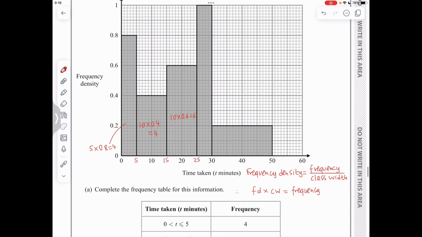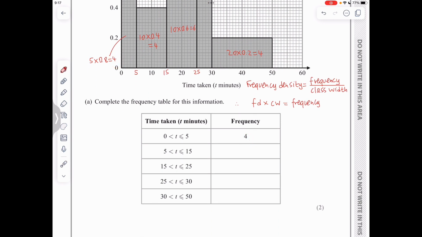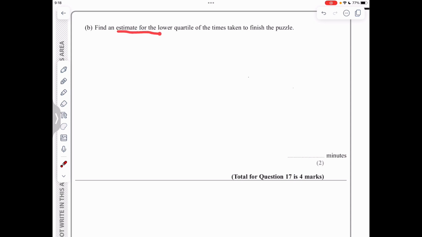For the fourth bar, we've got a width of 5 and a height of 1, so it's 5 times 1, which is equal to 5. And for the last one, it's 20 times 0.2, which gives an answer of 4. And we can see that for the first bar, the 4 matches the frequency here. So we can complete the table by filling in the missing frequencies, which are 4, 6, 5, and 4. In B, we are asked to find an estimate for the lower quartile of the times taken to finish the puzzle.